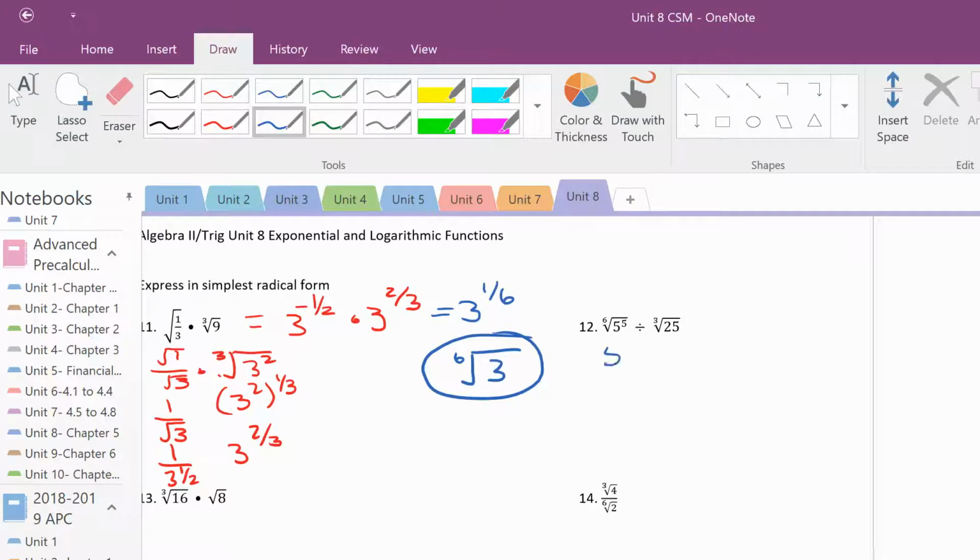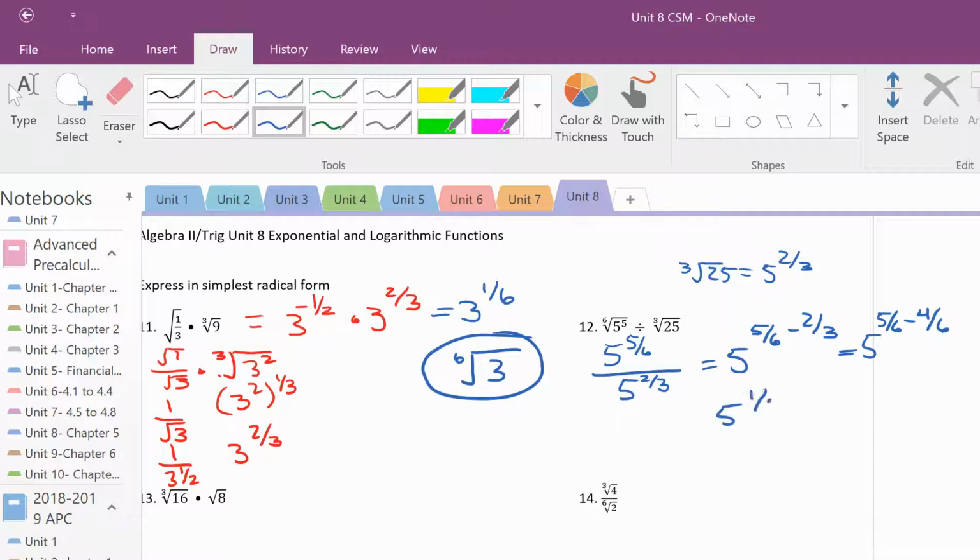All right, so let's try the next one over here. So this is 5 to the 5/6 over the cube root of 25, well, that's 5 squared. So that'll be 5 to the 2/3. So it's divided by 5 to the 2/3. And remember, when you divide, you're going to subtract the exponents. So you've got to get a common denominator, which is 6. So it's 4/6. So it's going to be 5 to the 1/6, which is the 6th root of 5.